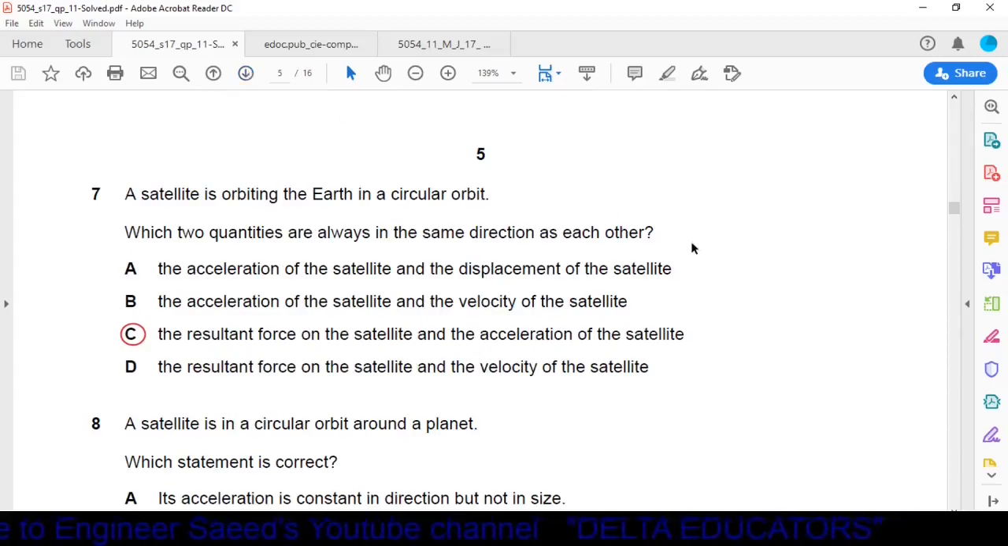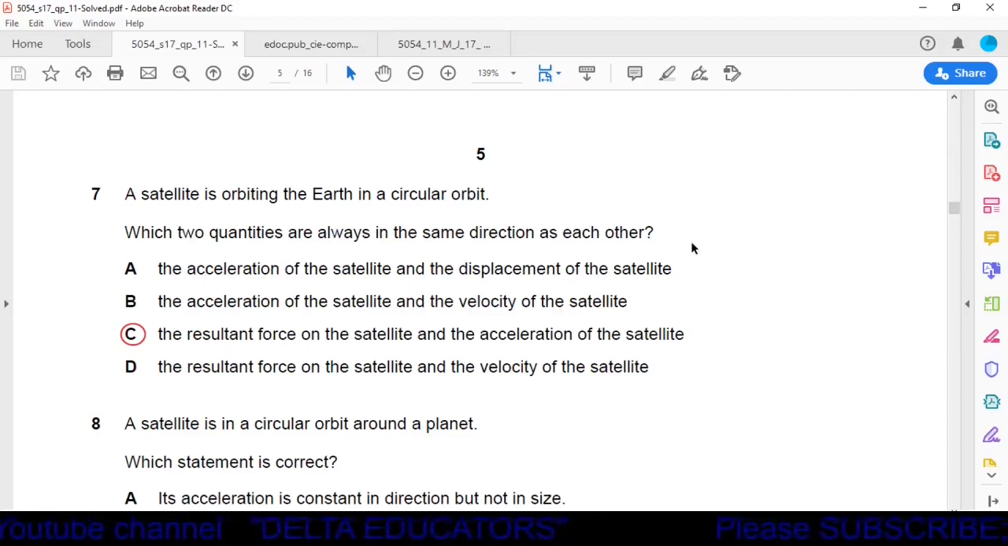Question number 7. A satellite is orbiting the Earth in a circular orbit. Which two quantities are always in the same direction as each other? Option A, the acceleration of the satellite and the displacement of the satellite. Option B, the acceleration of the satellite and the velocity of the satellite. Option C, the resultant force on the satellite and the acceleration of the satellite. Option D, the resultant force on the satellite and the velocity of the satellite.